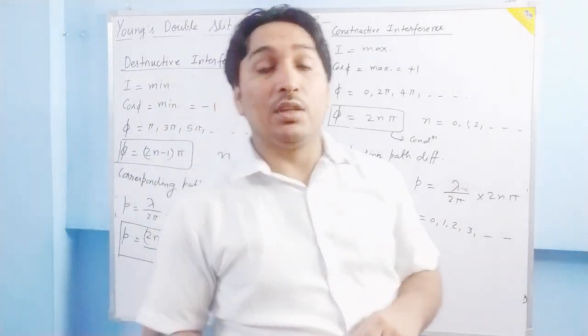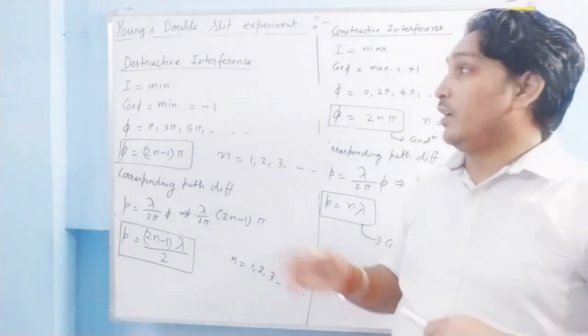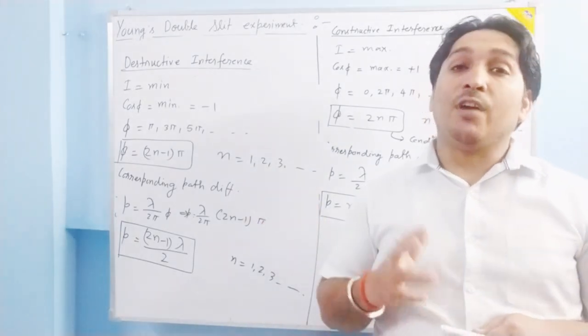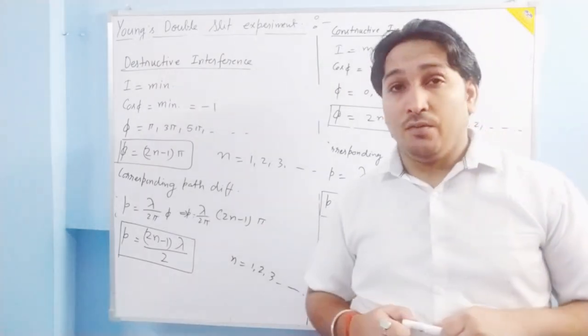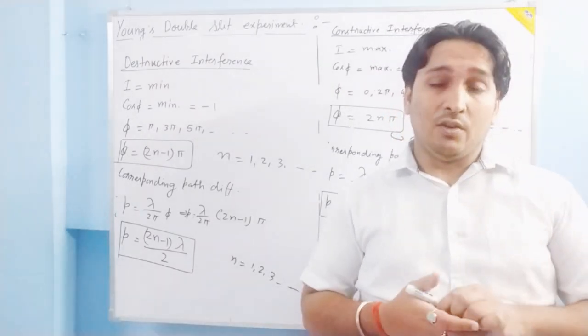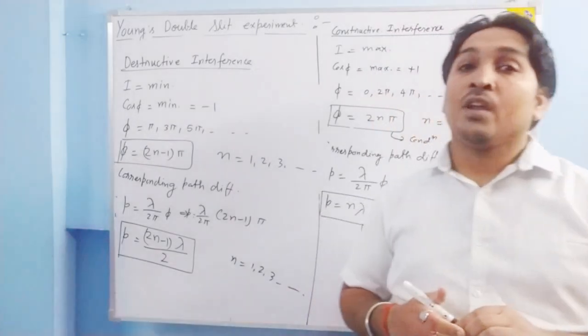Sometimes this question is asked to derive the conditions for maximum intensity, constructive interference, or minimum intensity, destructive interference, in 5 marks also. So you have to understand the derivation. If you're not able to understand, see the notes. Then also if you're not able to understand, let me know. We'll discuss it again in the next lecture.